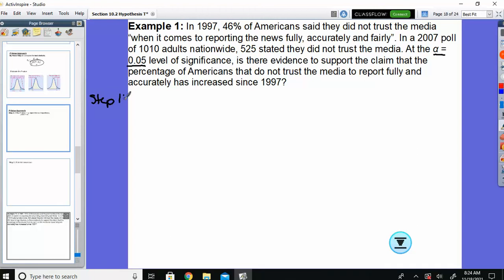Your first step, you have to have your hypothesis. We're testing a hypothesis, so we have to know what my hypothesis is. Our null is always going to be p equals something, and that's like your baseline value. What is my p to start out with? 0.46. My alternative, I'm trying to test if it has increased. So my alternative is p is greater than 0.46.